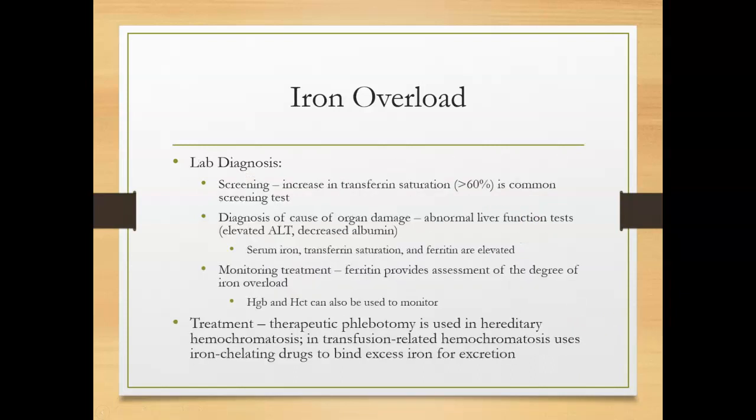In the lab, with a screening, an increased transferrin saturation of greater than 60% could be common. We can have a diagnosis of organ damage. We have abnormal liver function tests. We monitor the treatment, so ferritin provides an assessment of the degree of iron overload, so we can do ferritin levels. And we also monitor the hemoglobin and hematocrit. With this one, they end up with too much blood. So a therapeutic phlebotomy is used to try and pull some of those cells out to get rid of some of that excess iron. They can also try iron chelating drugs as well.